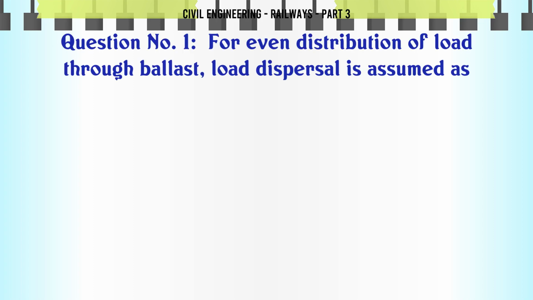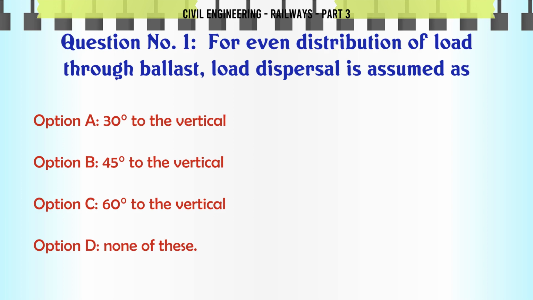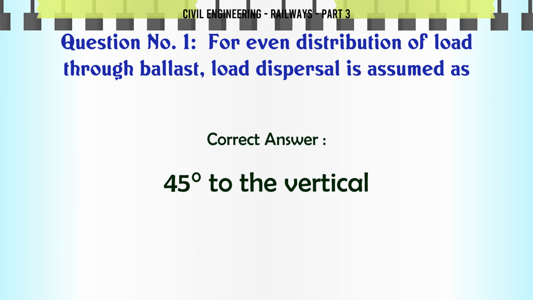For even distribution of load through ballast, load dispersal is assumed as A, 30 to the vertical, B, 45 to the vertical, C, 60 to the vertical, D, none of these. The correct answer is 45 to the vertical.